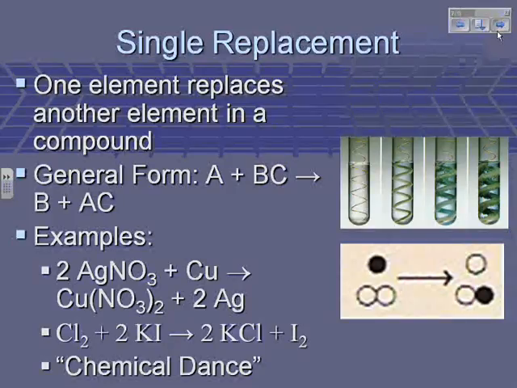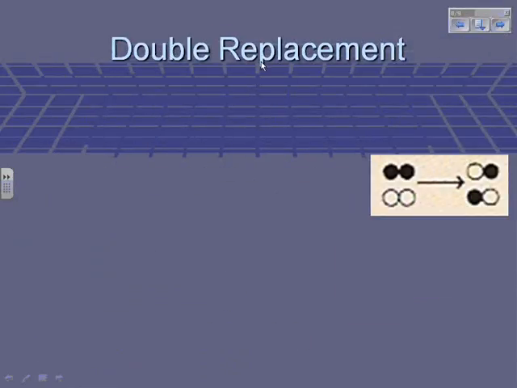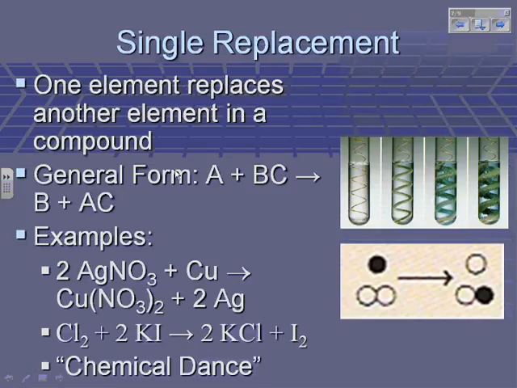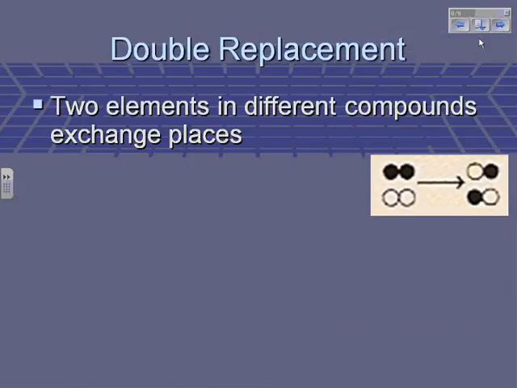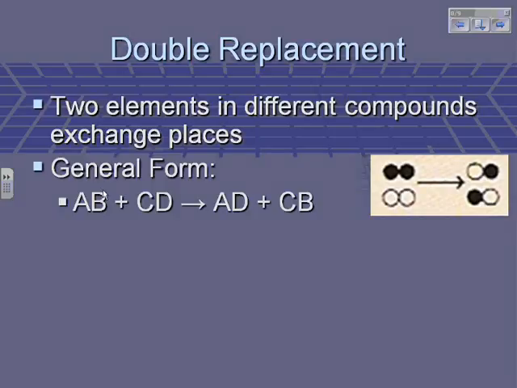All right. Last type of reaction we refer to as a double replacement reaction. Whereas before we had a single replacement, one element goes in and kicks out another element from a compound, here we start getting a little more complex. It basically looks like we're changing places. Two elements in different compounds exchange places. So you see here in the picture, you got two black circles joined together in a compound, two white circles joined together in a compound. They switch, one black, one white. General form, AB plus CD is equal to AD plus CB.